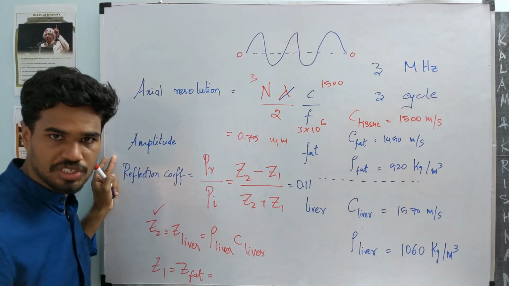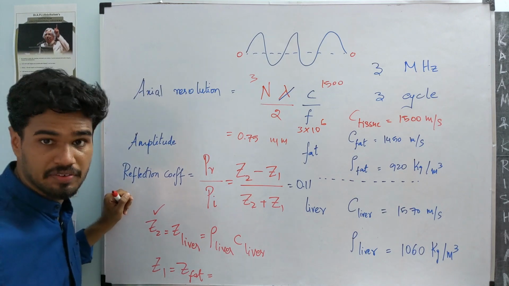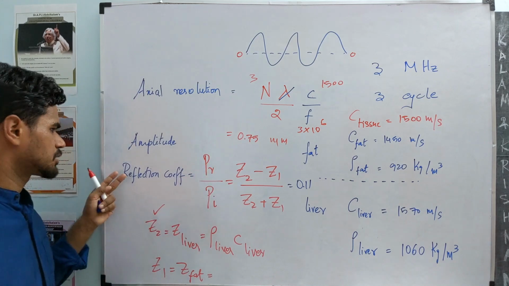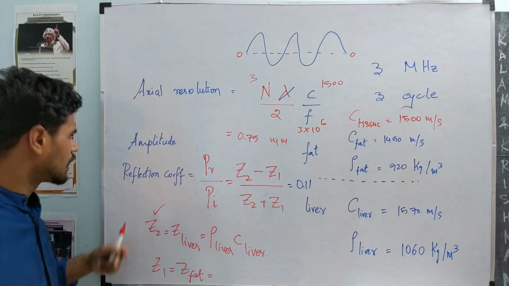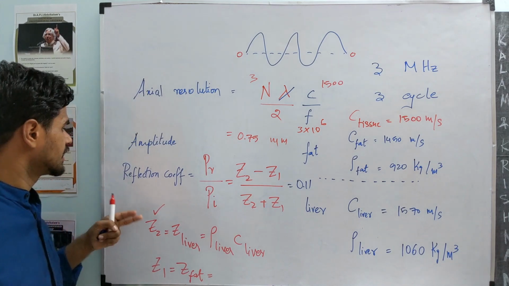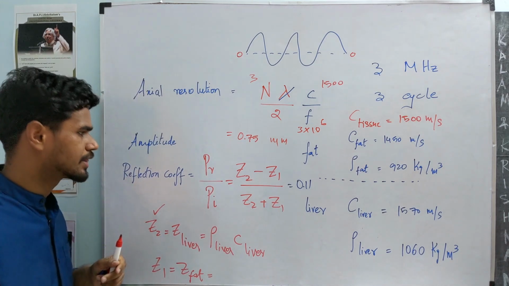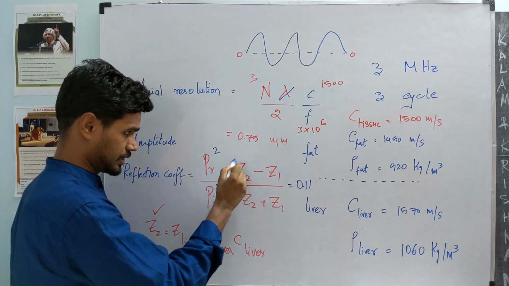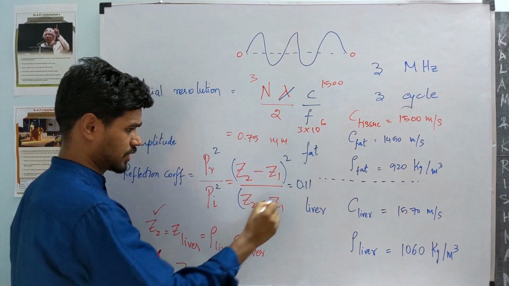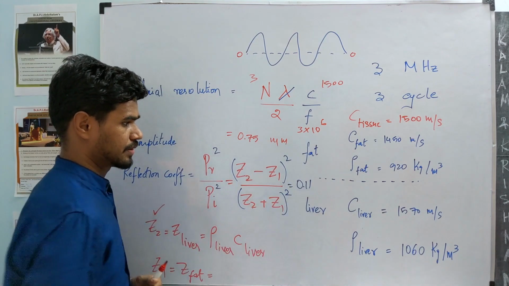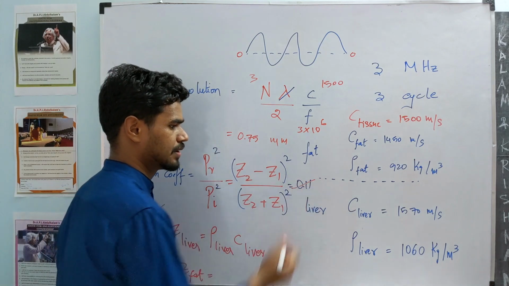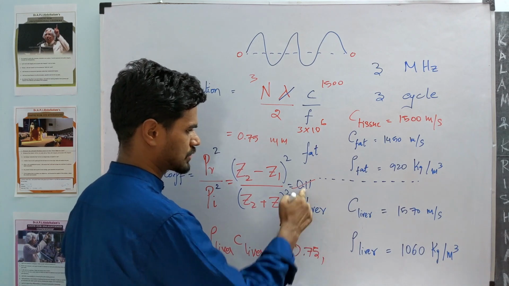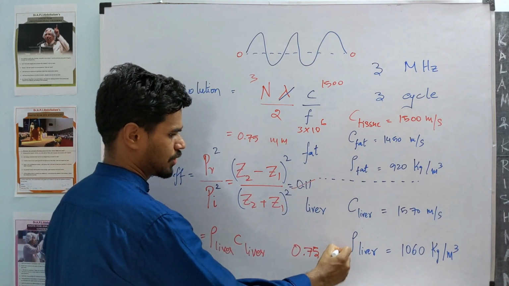And had the question been what is the intensity reflection coefficient? This is the amplitude reflection coefficient, which corresponds to the ratio of the pressures. Alternately, they could ask what is the intensity reflection coefficient. That depends on the square of the pressures, so PR squared over PI squared, which depends on (Z2 minus Z1) squared over (Z2 plus Z1) squared. That can also be found if there is a need. So for this question the answer is 0.75 mm, and based on this calculation it's 0.11.